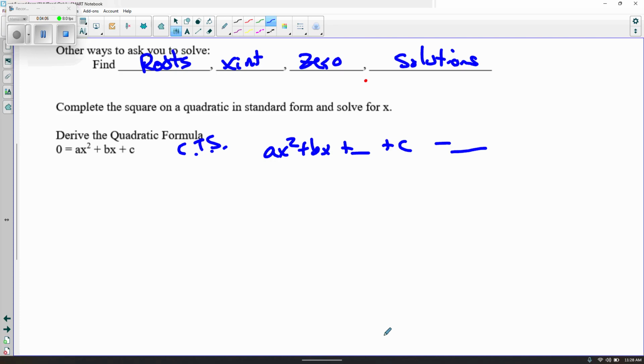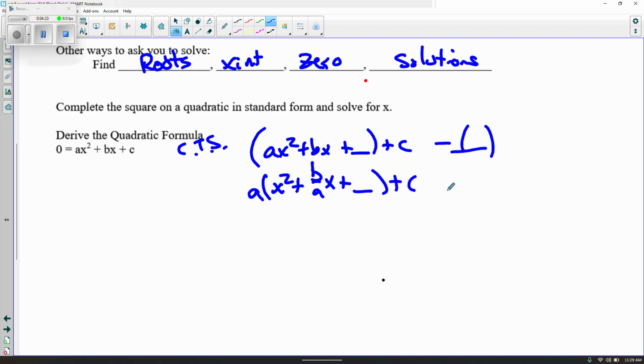So the next part is setting these parentheses up, right? What's wrong with this part? Got to remove the a. And so when I remove the a, I get x squared plus b over a. Good job, Lakota. Like it. So what's going to be happening over here? Got to put the a.